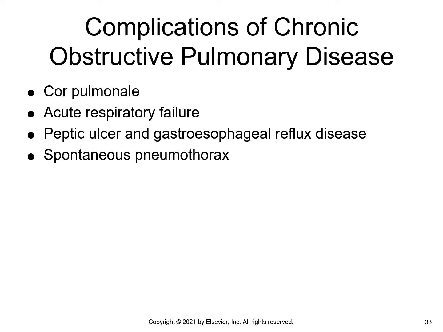Oxygen should be titrated to maintain an oxygen saturation of 88% to 92%. COPD patients have adjusted to chronic hypoxia and to high carbon dioxide levels. The nurse should closely monitor the pulse oximetry readings and titrate the oxygen as necessary.